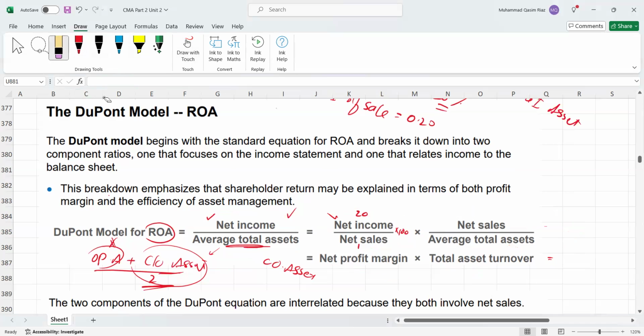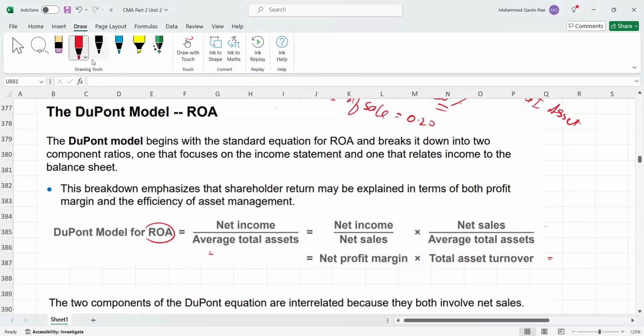So guys, for the DuPont model, what is the equation? From today onward, we have two formulas to calculate the return on asset, and you have to read the question very carefully. The first formula is the simplest formula. The simplest formula to calculate the return on asset is net income divided by average total asset.